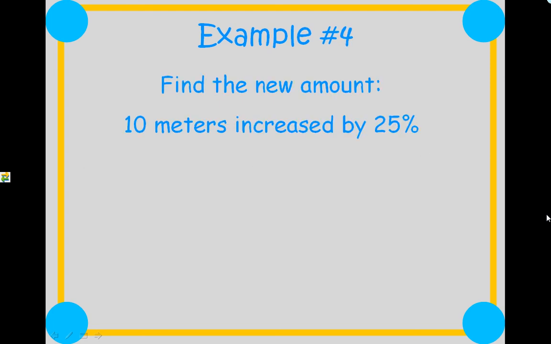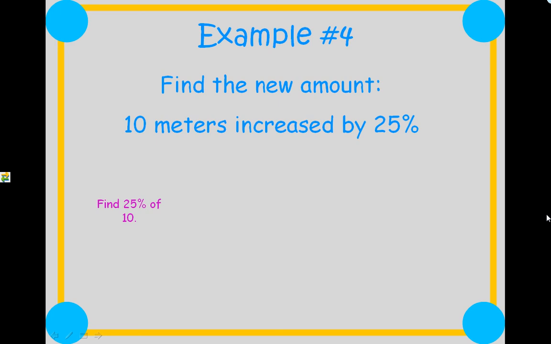Okay, example number 4. What happens if we want to find the new amounts? And this is all we're given. 10 meters is increased by 25%. Okay? We're not going to use the formula here. You have to think about what we're looking for. If it increased by 25%, it was at 10 meters. Okay, well, what is it now? Alright, to find that, we have to find what is 25% of 10. If it increases by 25%, we got to find out what that 25% is.